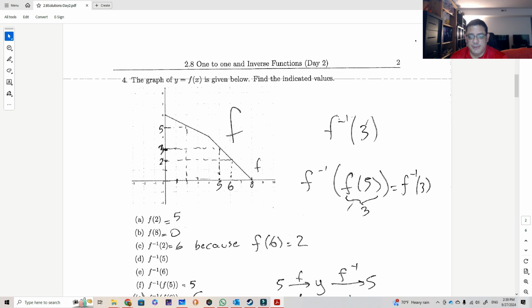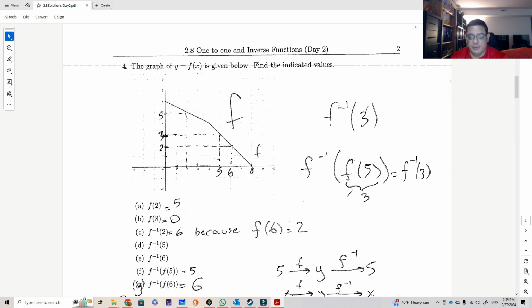Number 4 gives me a graph, and then we're going to try and find certain values. Notice we're being asked for f of 2, f of 8, f minus 1 of 2, f minus 1 of 5, f minus 1 of 6, and then some compositions. For f of 2, we can see clearly that it's 5, because we take the value of 2 on x, and then we look up on y, and so we can see that in there.